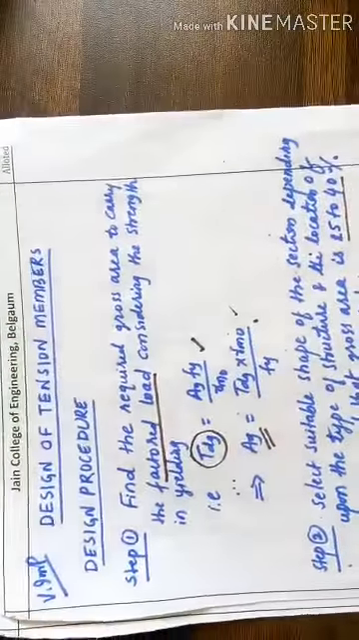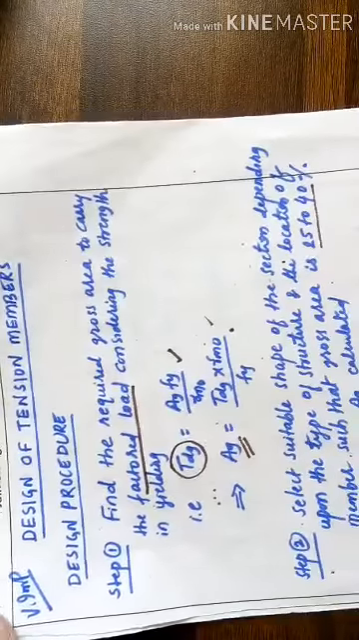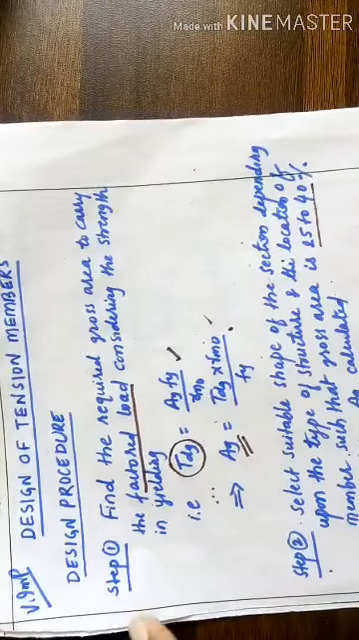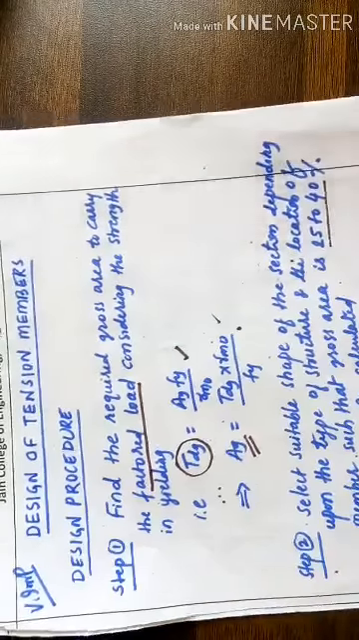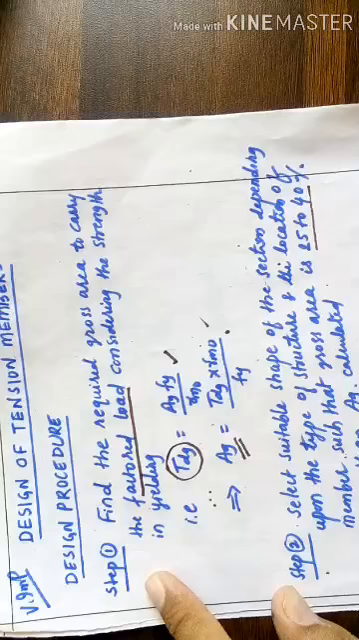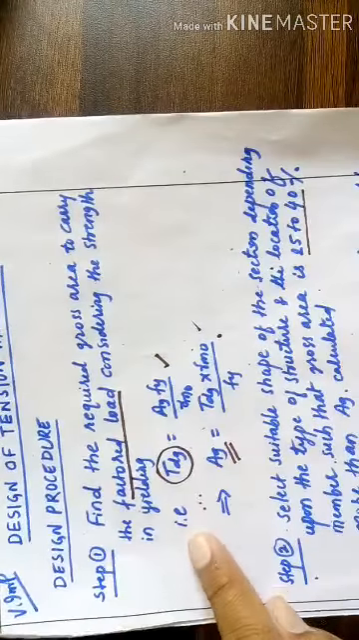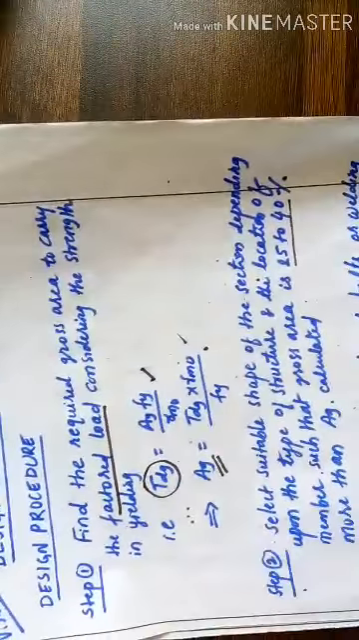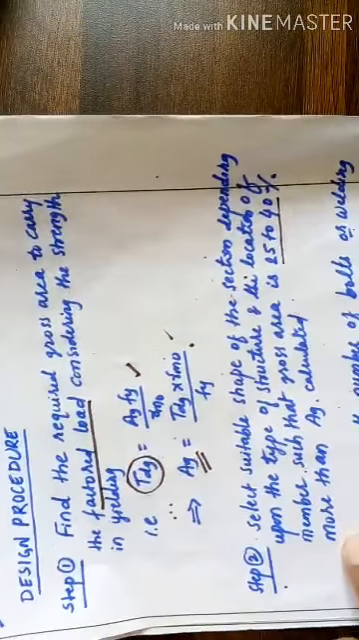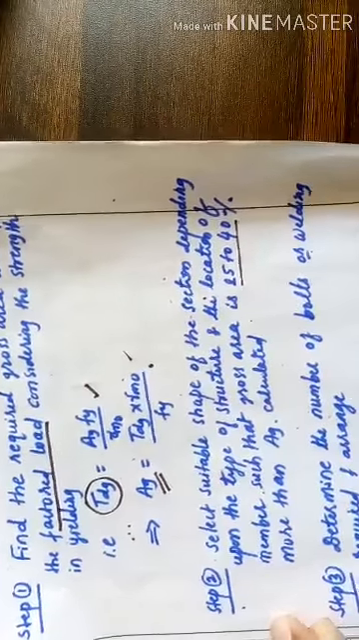So follow this design procedure, and in the next part of my lectures I'll take one design problem and you'll understand all these steps given here. That is step number 1. In step number 1, I'll repeat, we first calculate the area for the given load, and whatever area you calculate, you increase that area by 25 to 40%.